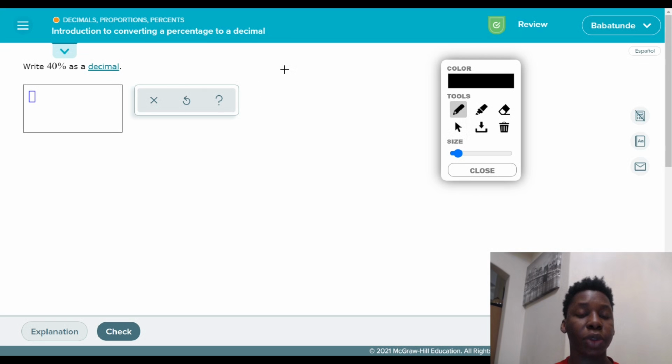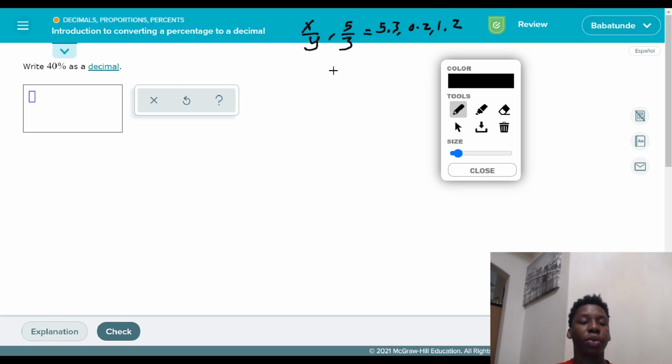Decimals basically means numbers that are not fractions. Fractions are numbers like x over y, 5/3, right? So a decimal means numbers that are not like this. A decimal is more like numbers in a line, 5.3, 0.2, 1.2, something like that. So we'll be given a percentage, and we'll be asked to convert that to a decimal, which is in these forms. Let's take a look at the question.